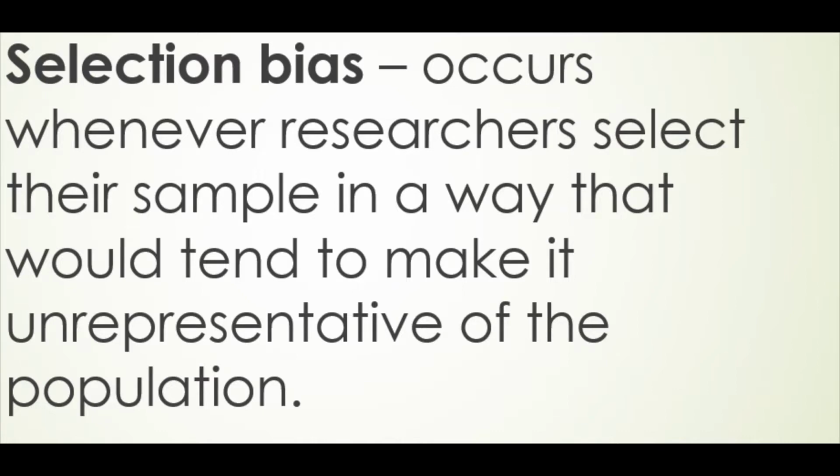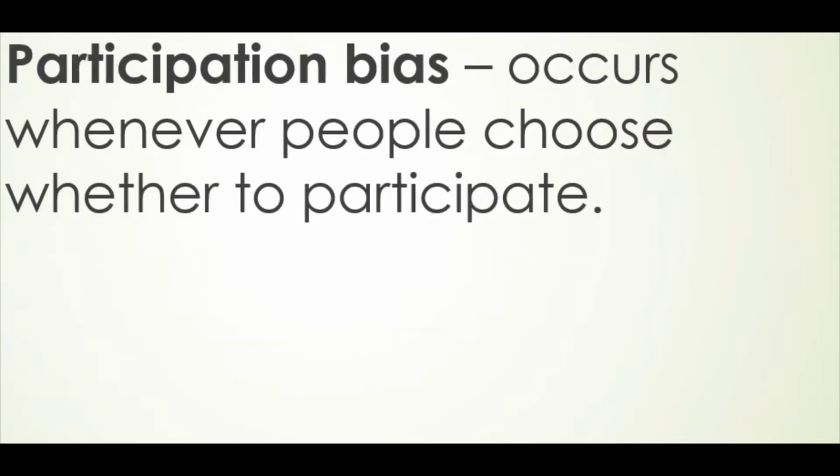So for example, if we wanted to know what percentage of high school students have a job after school, but then we selected our sample by just walking into an Algebra 1 class and asking everyone in there whether or not they had a job after school, then that wouldn't be a representative sample because most of the people in an Algebra 1 class are going to be freshmen, and they're less likely to have a job after school than juniors and seniors. So that would be an example of selection bias.